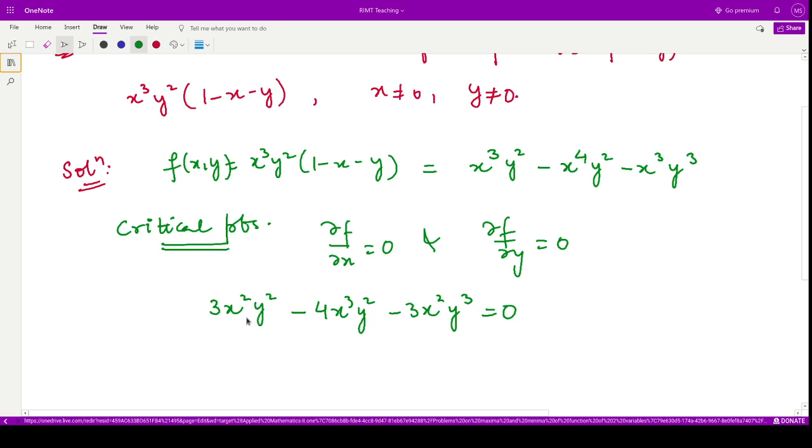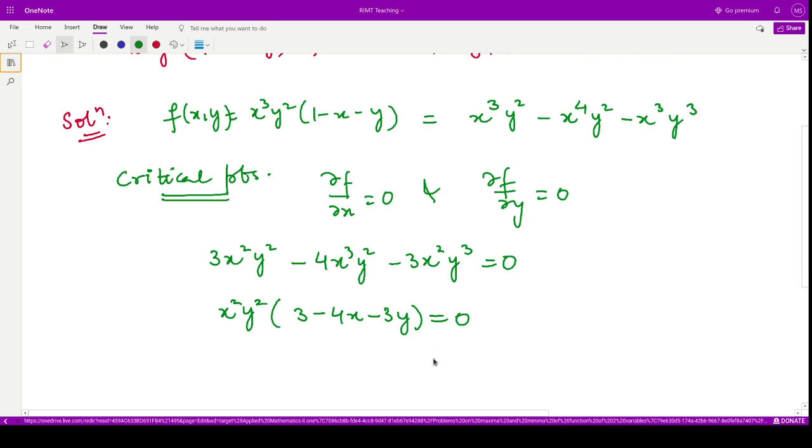So that means from each term you can take out x square y square common. So you are left with 3 minus 4x minus 3y equal to 0. Now x cannot be 0, y cannot be 0. This is given in the question that x is not equal to 0 and y is not equal to 0. So this implies 3 minus 4x minus 3y should be 0. This is one equation that you obtain from this expression.